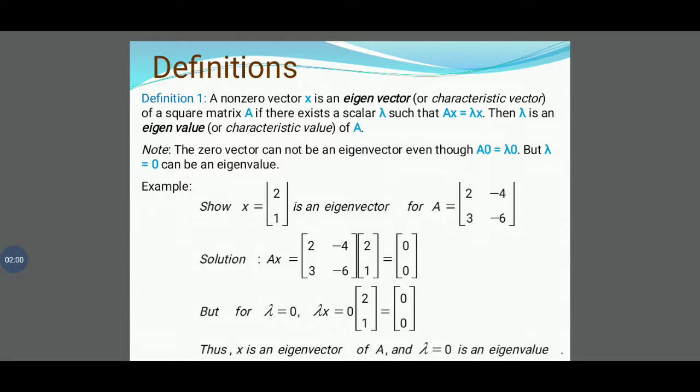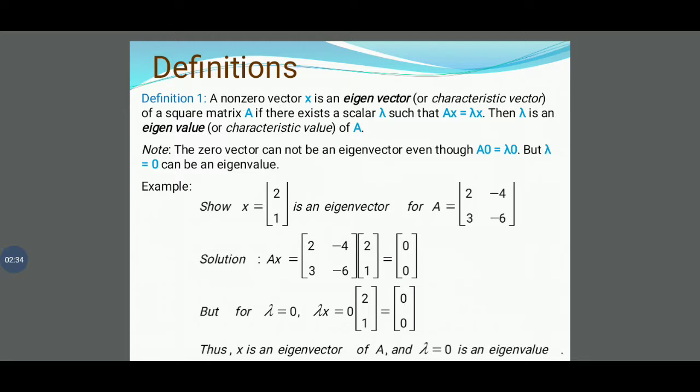Clear this one. Note, the zero vector cannot be an eigenvector, even though A0 is equal to lambda 0, but lambda can be 0, an eigenvalue. Maybe lambda becomes 0, but to say x is an eigenvector, it should not be equal to 0, while lambda equal to 0 may be the eigenvalue for the matrix.